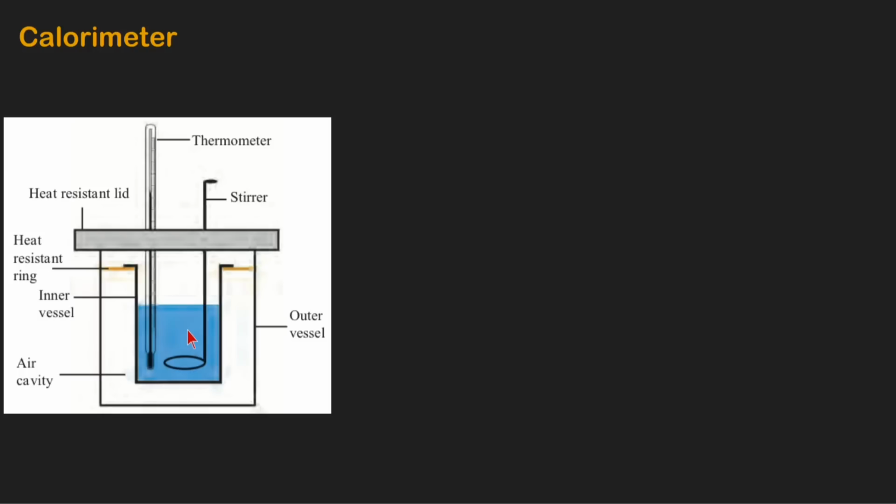in that water or in the calorimeter. This calorimeter has an inner vessel and outer vessel, so there is no heat energy exchange between this calorimeter vessel and the surroundings, because this is isolated, or an air cavity, we can say. Now if you place the hot object inside the calorimeter, there is a heat exchange between that hot object and the water and the calorimeter vessel. After some time, that hot object, water and this vessel reach the same temperature.